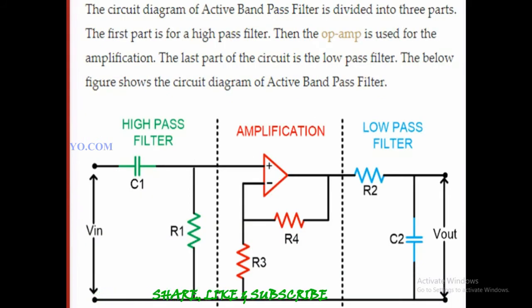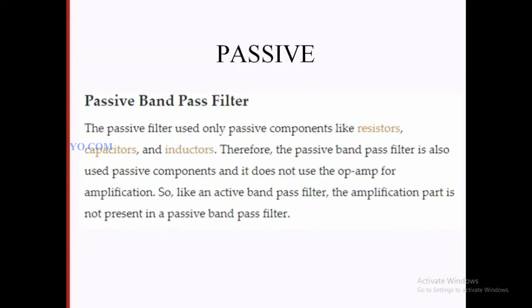Then this is another circuit diagram. This diagram is an active band pass filter divided into three stages: the high pass filter, which is the input stage, then amplification, which is the middle stage, and the low pass filter in the output stage. So these three components are combined together to form a band pass filter.